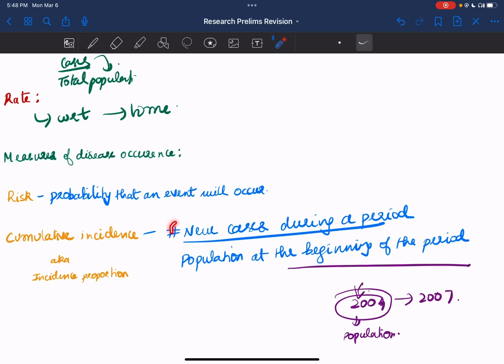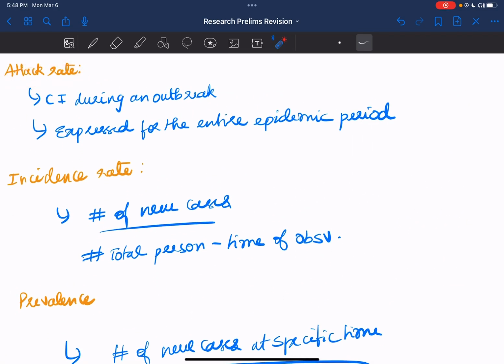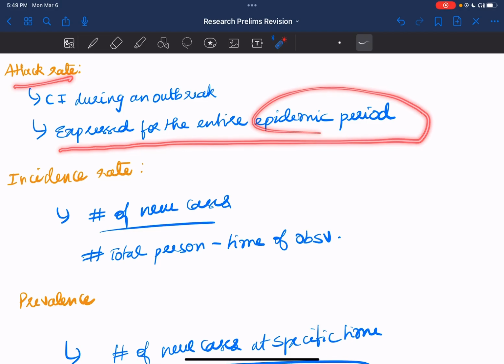So once again, new cases during the period, from 2004 to 2007, however many cases we had, divided by the population at the beginning of the period is cumulative incidence. Now, what is attack rate? Attack rate is nothing but your cumulative incidence during an outbreak. Let's see what an outbreak is in the upcoming slides, but just remember cumulative incidence during an outbreak is called attack rate. This attack rate is expressed for the entire period of your epidemic. Now an outbreak becomes an epidemic and an epidemic becomes a pandemic.